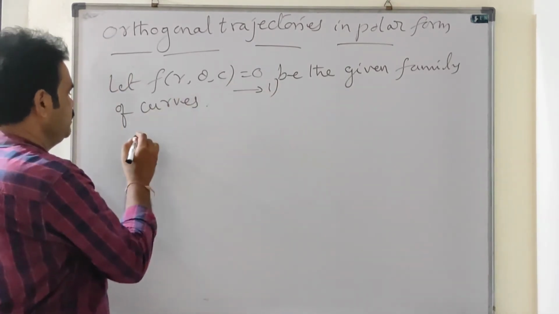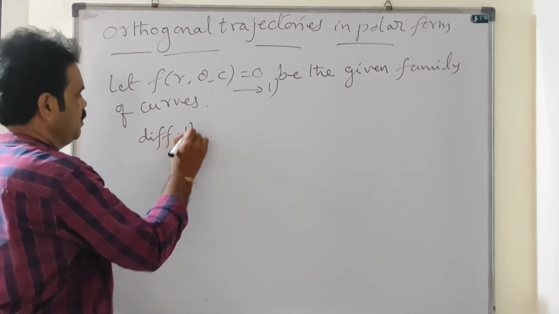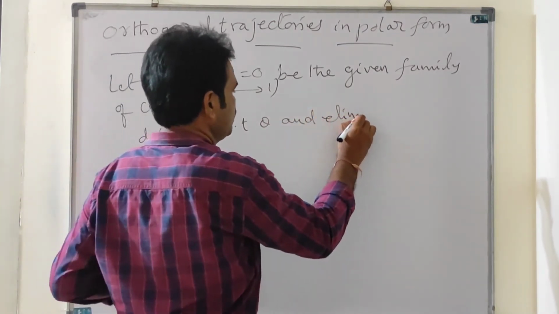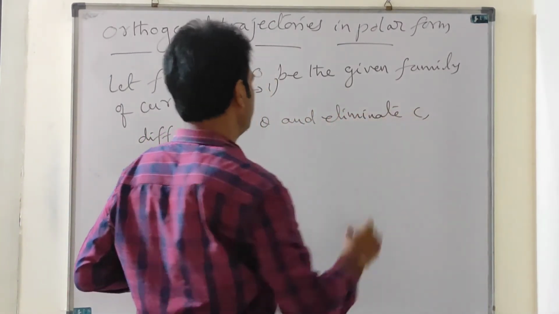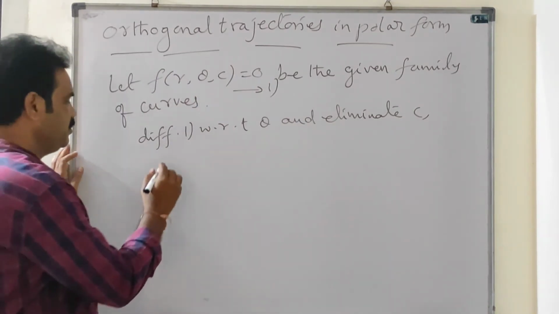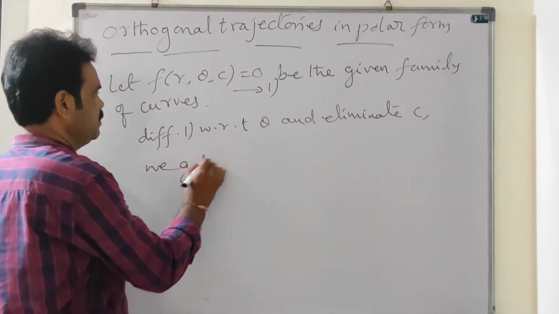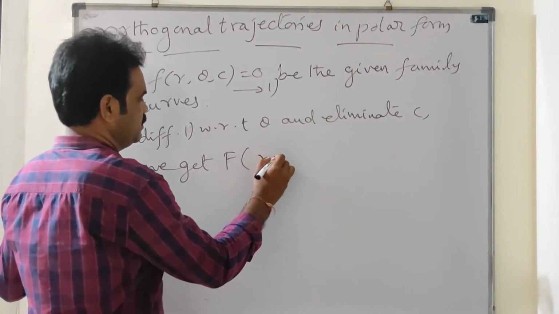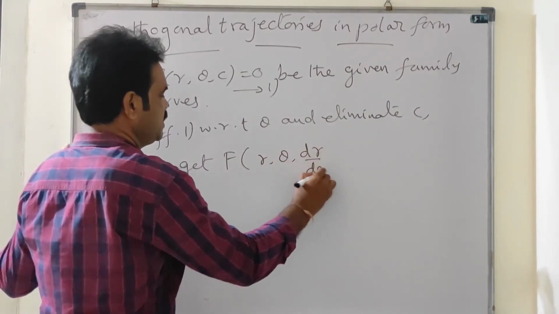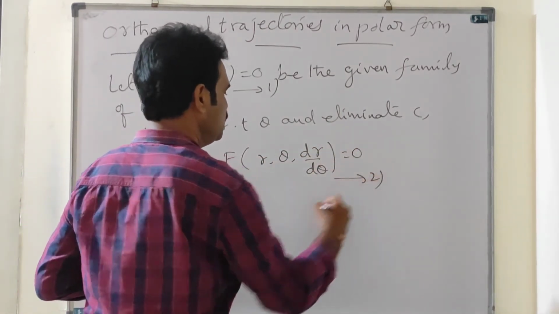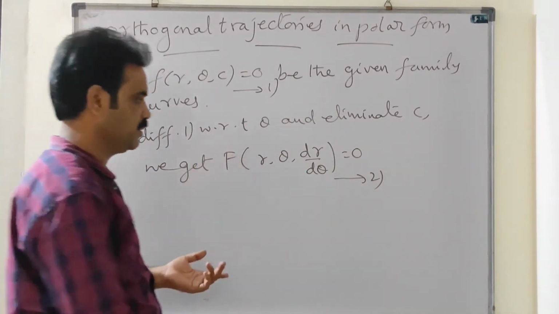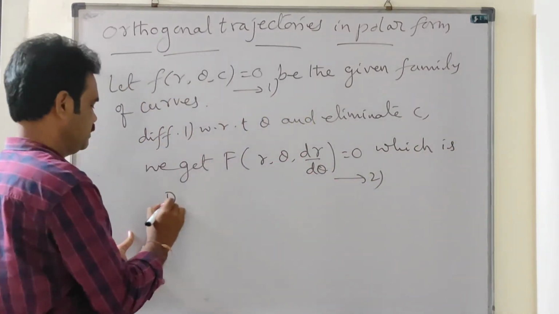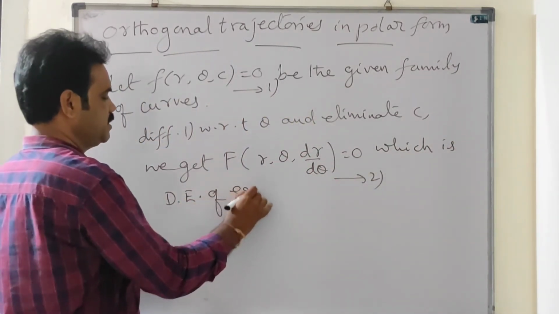Now differentiating 1 with respect to theta and eliminate c, we get an equation of the form capital F of r, theta, dr by d theta is equal to 0. Let it be equation 2, which is differential equation of given family of curves, or equation 1.